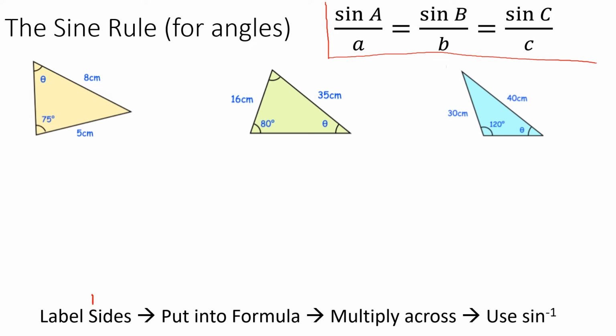Again, I've written down a little 4-step process here. We want to label the sides, put them into the formula, multiply across, and we've got an extra step now. We're going to use sine -1 to try and find the angles, just like we did with SOHCAHTOA.